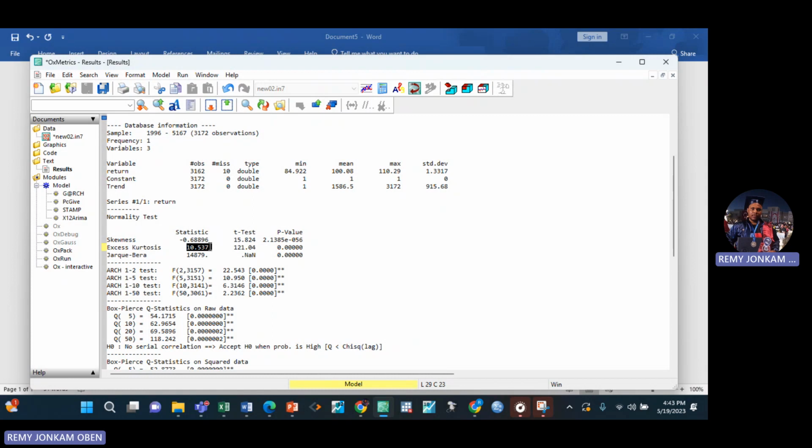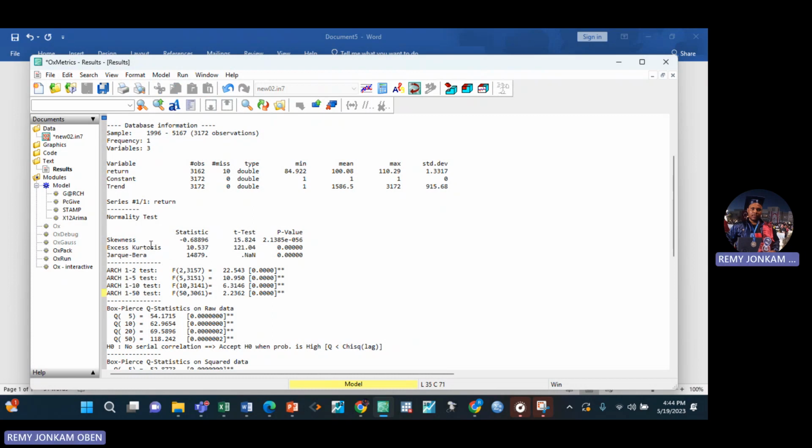Also, excess kurtosis. You see, we have excess kurtosis of up to 10, which means actually the kurtosis value is 13.5. But we're checking just the excess kurtosis. You know, with a normal distribution, kurtosis should be like 3. The value of kurtosis should be 3. Anything above 3 is the excess, positive excess. Anything below 3 is also excess, but negative excess. So if it is above 3, it is positive excess kurtosis, which means it is leptokurtic. If it is below 3, it is negative excess kurtosis, which means it is platykurtic, right?